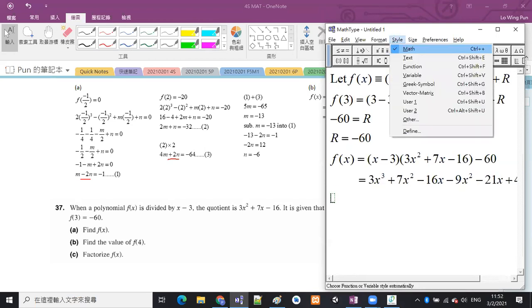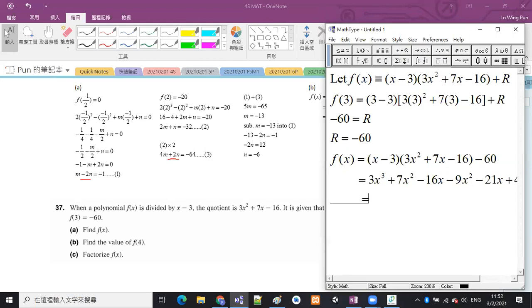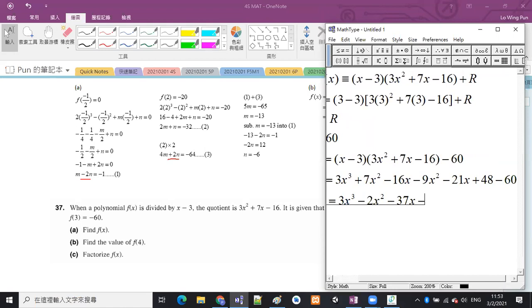And then finally, it is simplified to be 3x cubed minus 2x squared. So minus 16 minus 21 becomes minus 37x, and then plus 48 minus 60, that is minus 12. Okay, and that is the answer of part A.